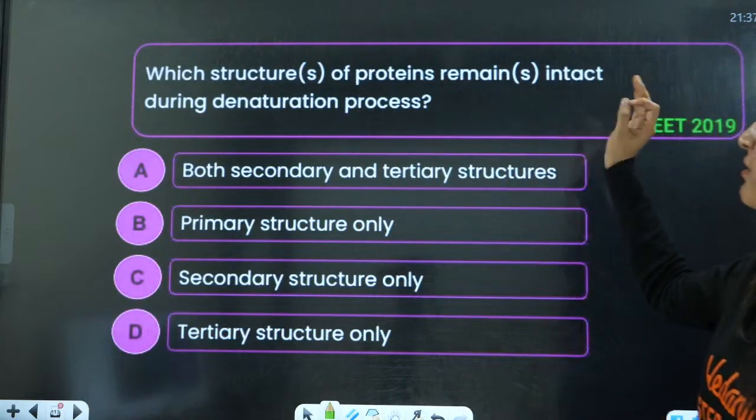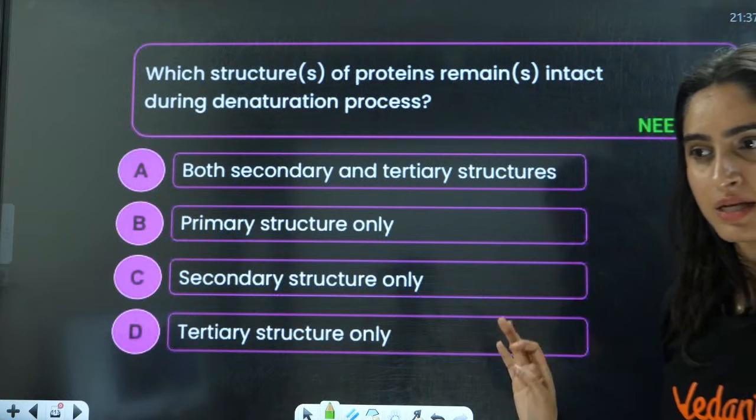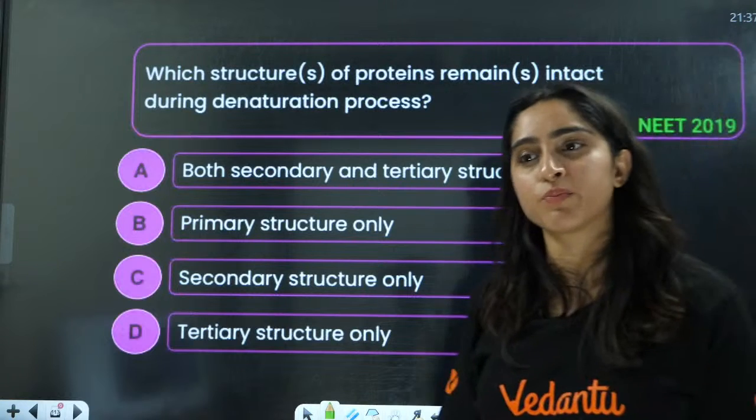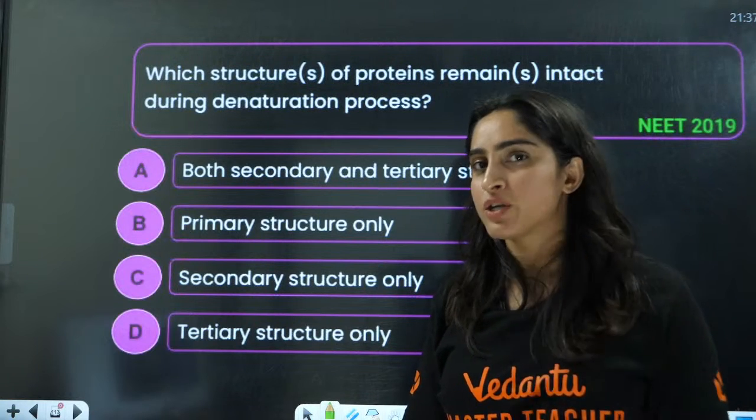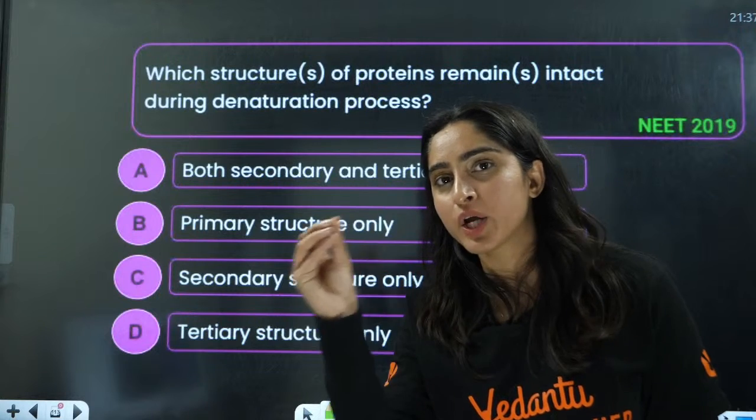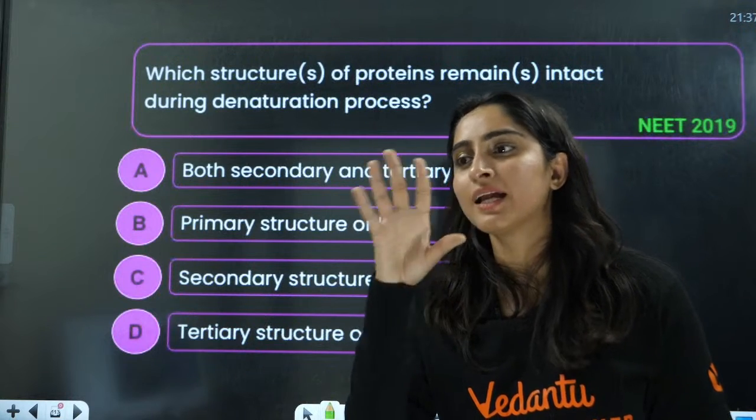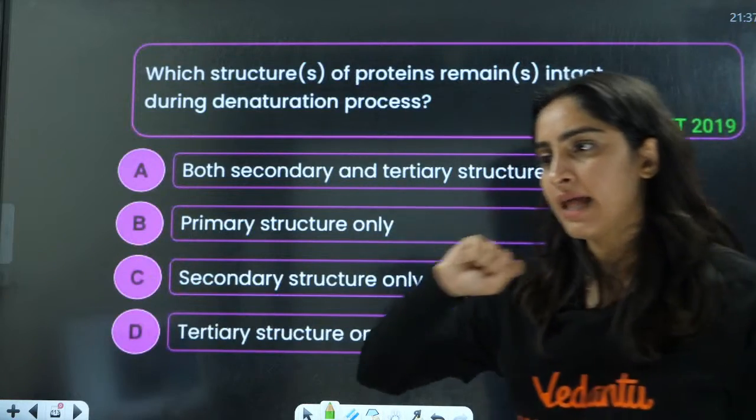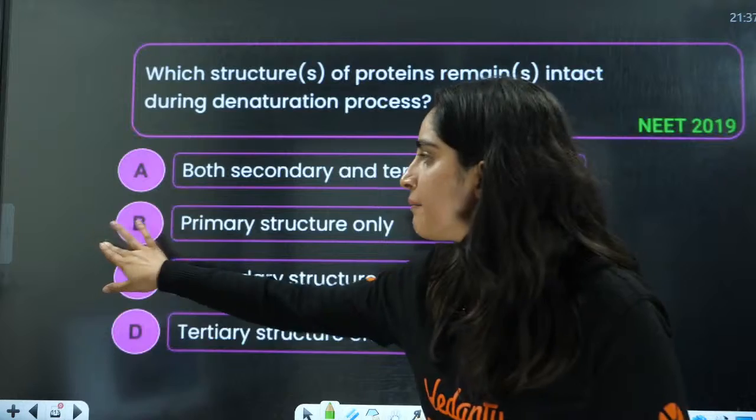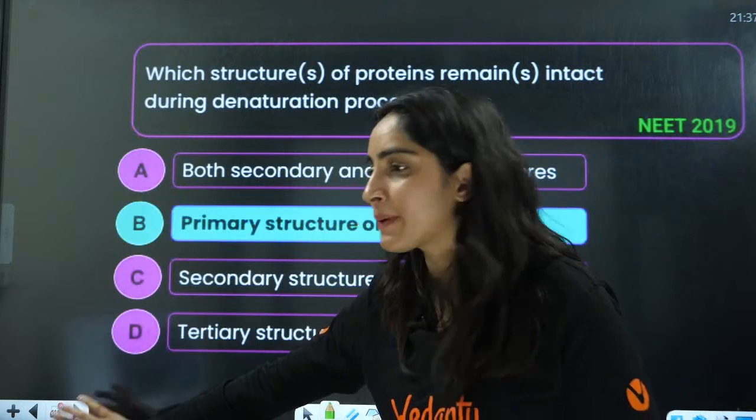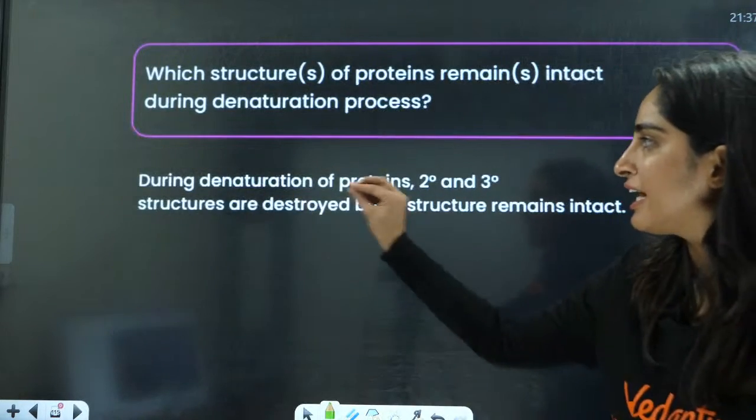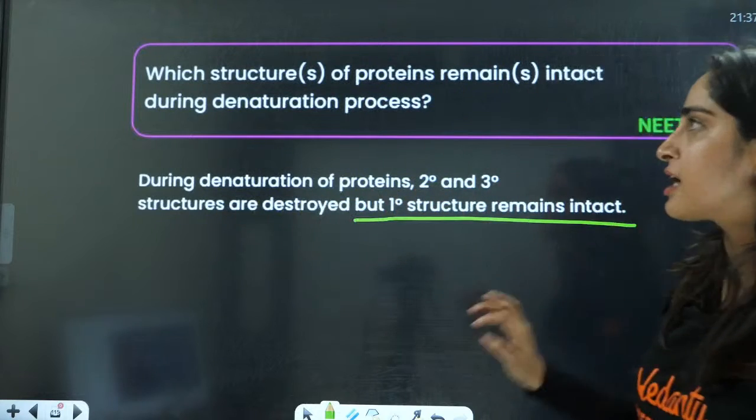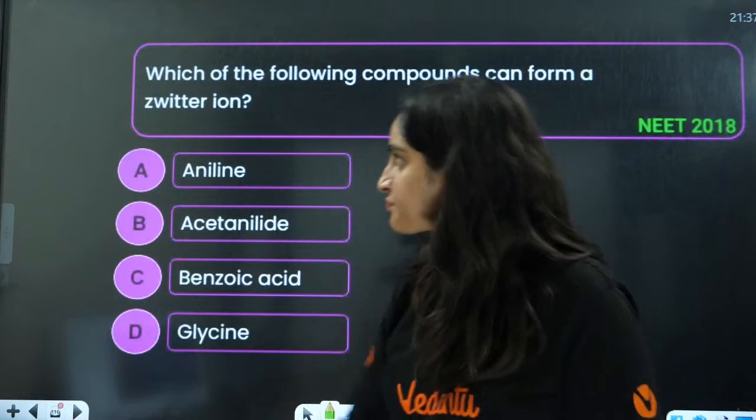Which structure of protein remains intact during the denaturation process? Secondary, tertiary, quaternary, everything loses its identity. But there is just one thing, the primary structure, is intact. During denaturation of protein, the 2 degree and 3 degree structures are destroyed and the 1 degree structure remains intact.